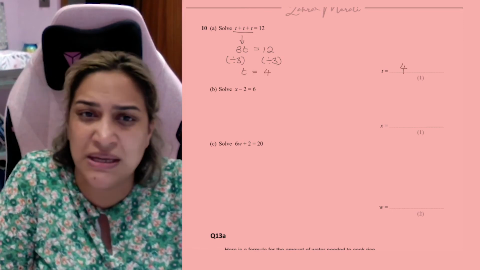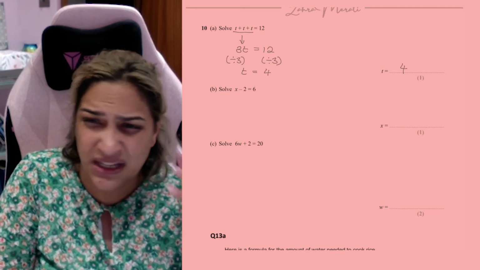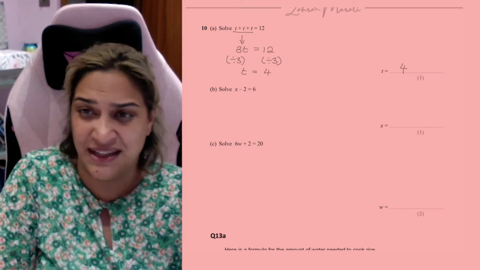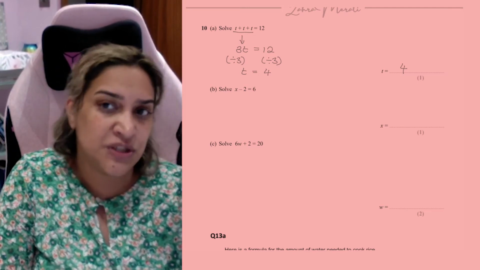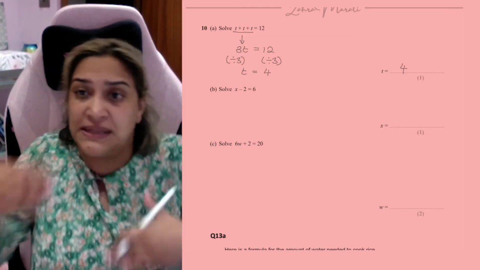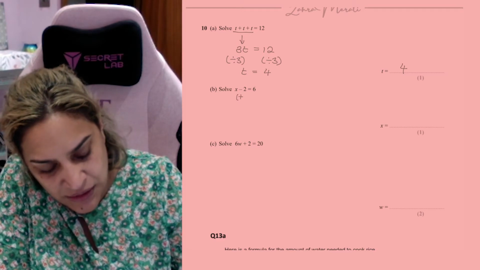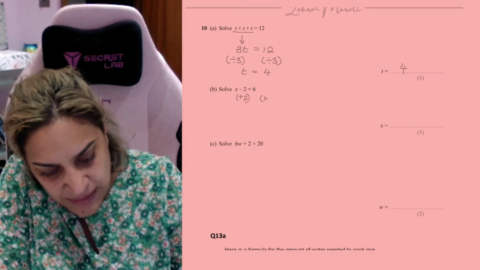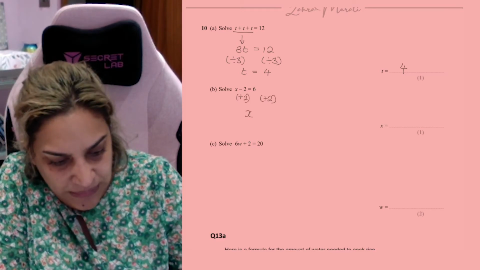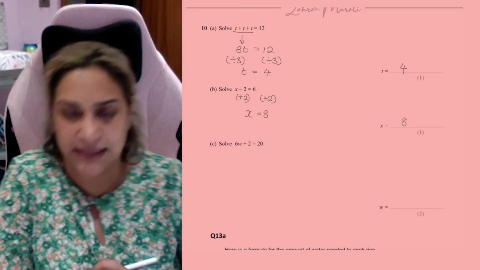So remember, all you're doing is you want to get the t on its own, and you're saying, what's attached to this t? There's a 3 there. That means 3 times. The opposite to get rid of it is to divide. Here, the opposite of minusing 2 is adding 2. So we'll get x equals 8.